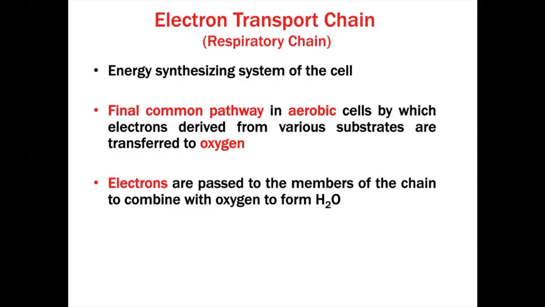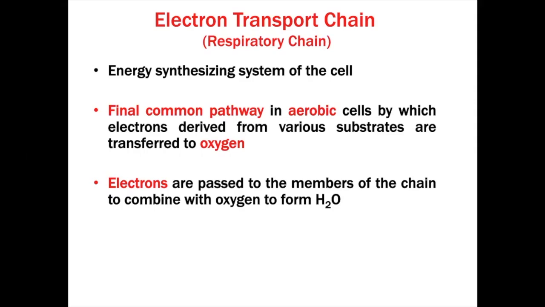Number one, it is considered to be the final common pathway in all aerobic cells by which electrons, which are actually derived from various substrates and various peripheral pathways, are transferred to oxygen. So in the electron transport chain, electrons are going to be passed from one complex to another to combine with oxygen to form water. Now, the pearls you have to remember regarding the electron transport chain is it is the final common pathway in aerobic cells.